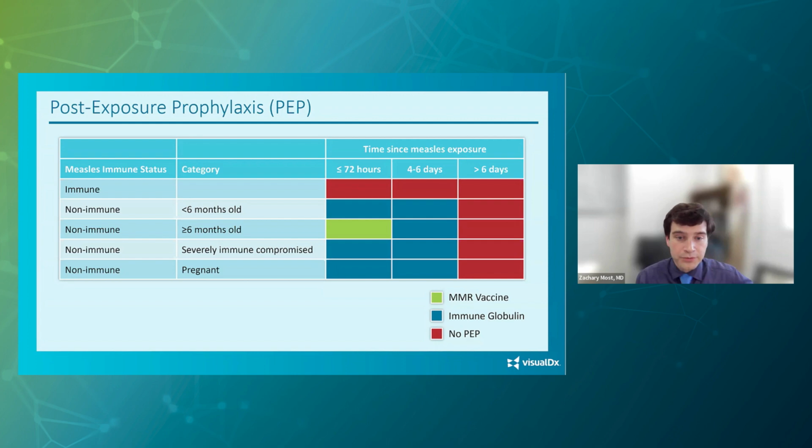For people who are not immune, if they have no contraindications to MMR vaccine, they can get MMR vaccine up to 72 hours after the exposure. Otherwise, they can get immune globulin up to 6 days after the exposure. And this includes people who are severely immunocompromised, who are pregnant, and infants.